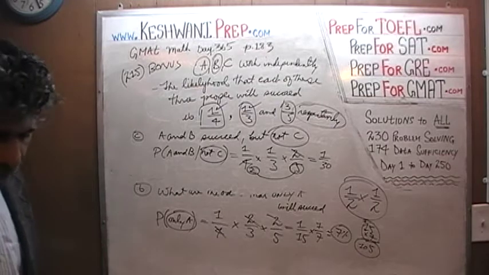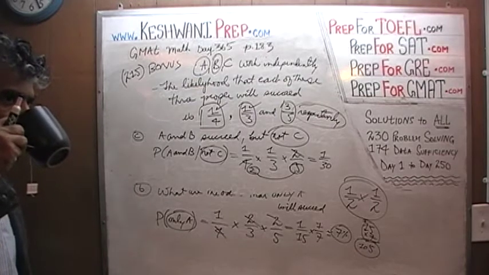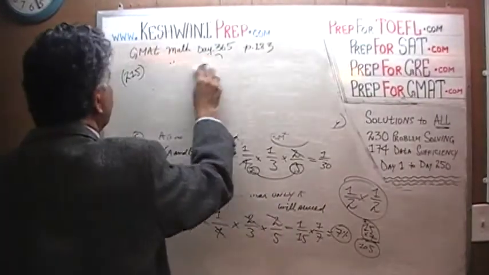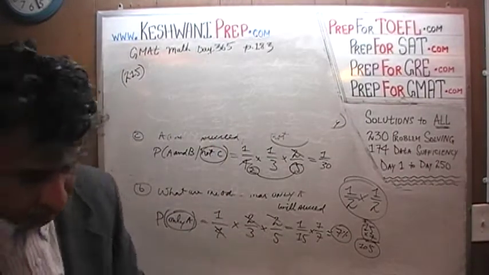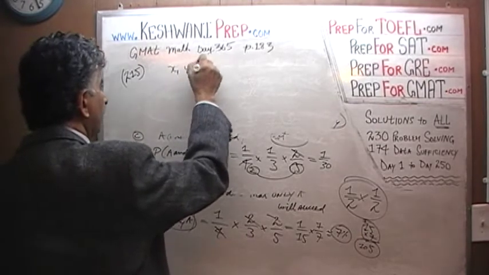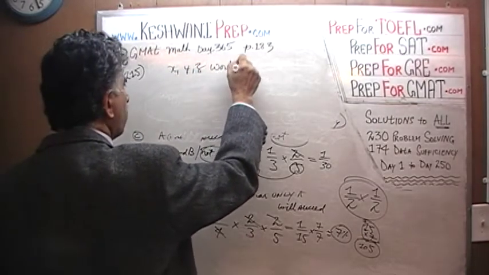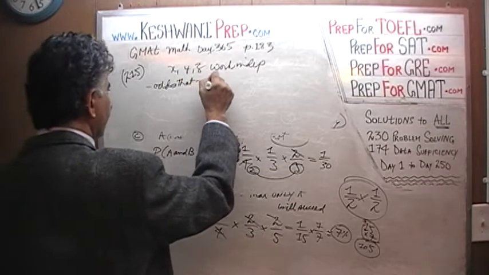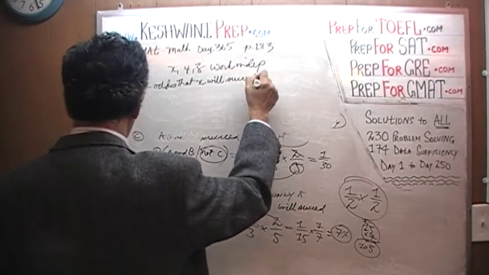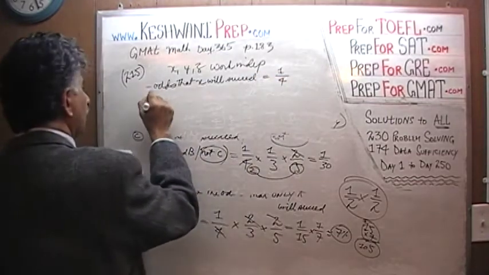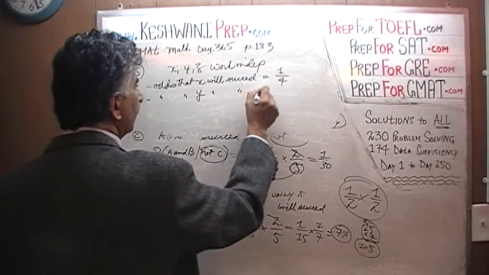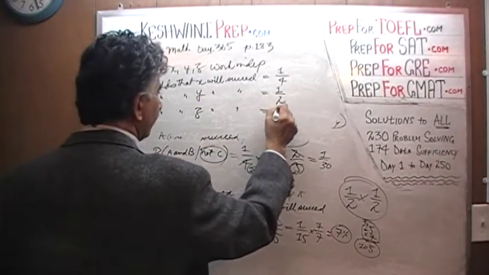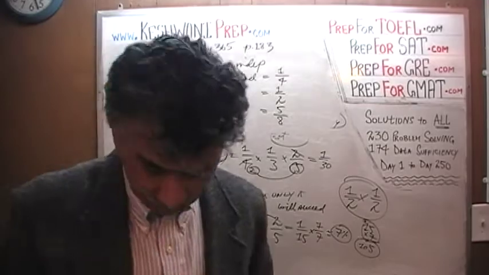I need the room. We need a lot of room, so we have to erase everything. The problem that appears in the book, we have three people again, X, Y, and Z. X, Y, and Z work independently, same as before. The odds that X will succeed is 1/4, we are told. The odds that Y will succeed, we are told, is 1/2. And the odds that Z will succeed is 5/8. Let's see what the question is asking.